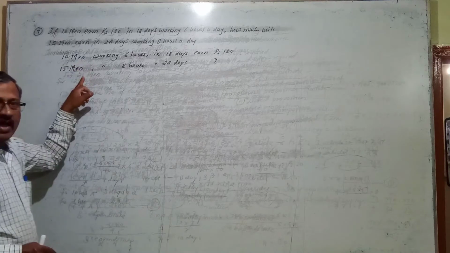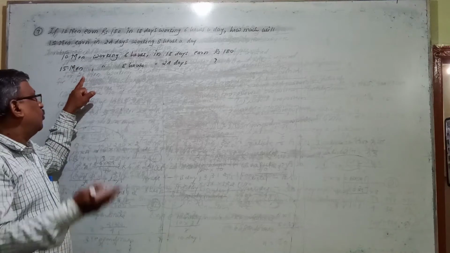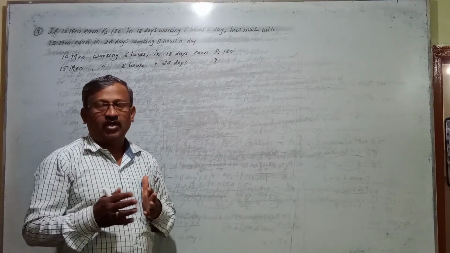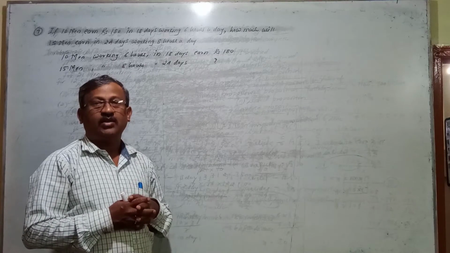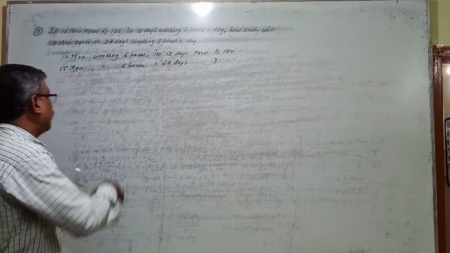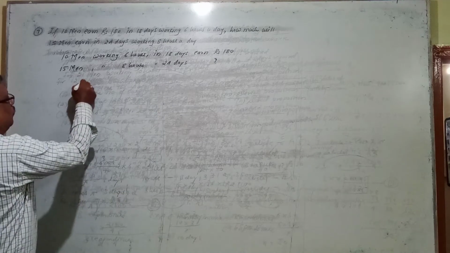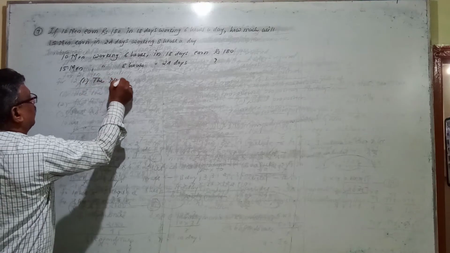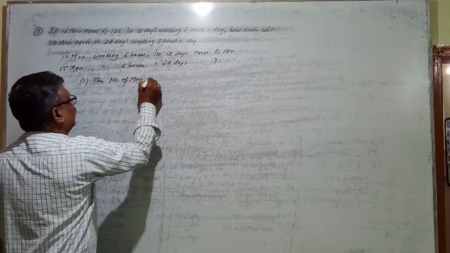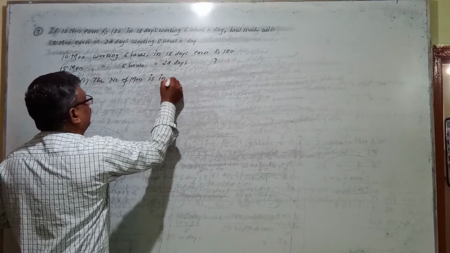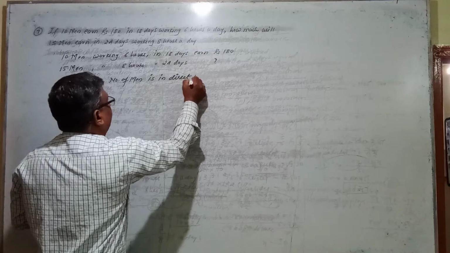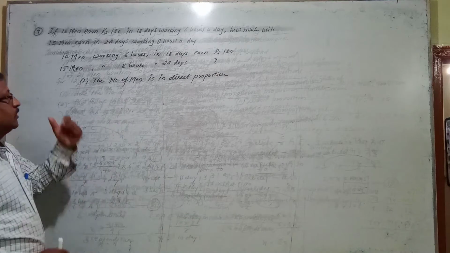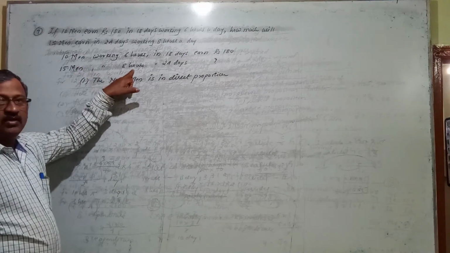So the number of men has increased from 10 to 15, and due to the increase in men, the earnings are also increasing. So here both are increasing. When both are increasing or both are decreasing, it is said to be which proportion? Direct proportion. So the number of men is in direct proportion. Below this, put number 1 and write: number of men is in direct proportion.